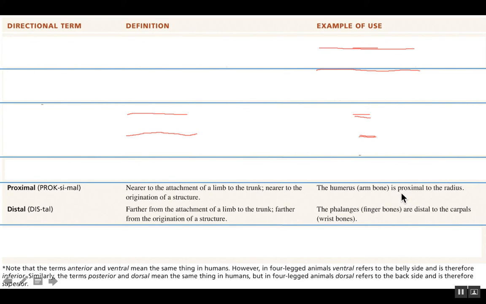What we're doing is comparing which bone is closest to the attachment, and that it would be your more proximal bone, the humerus. The example for distal, the phalanges, which are the little bones in your fingers, are distal to the carpals, which are the little bones in your wrist. So phalanges are distal to the carpals. Your phalanges are farther from the attachment.